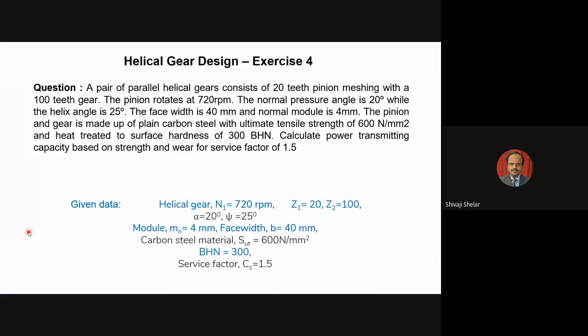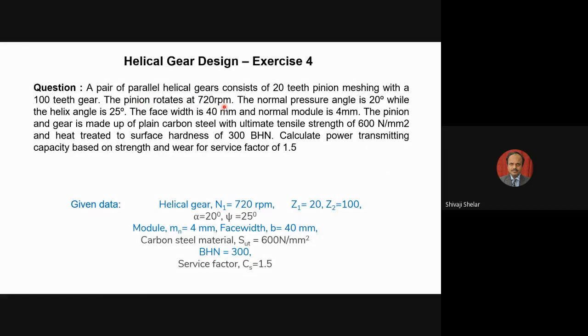Let's understand the given problem. This is a problem from a university examination. The problem states that a pair of parallel helical gears. We have learned the types of helical gears: parallel helical gears and cross helical gears. When you say parallel helical gears, they have right and left hand arrangement and are assembled together. The pinion has 20 teeth, meshing with a 100 teeth gear. So there is a ratio of 100 by 20, that is, a speed reduction ratio of 5 is maintained, the stage ratio. The pinion rotates at 720 rpm.